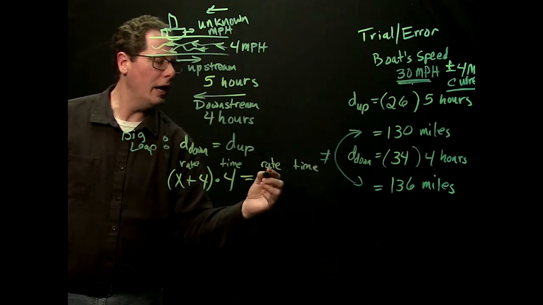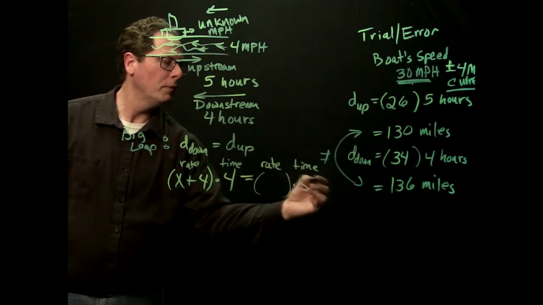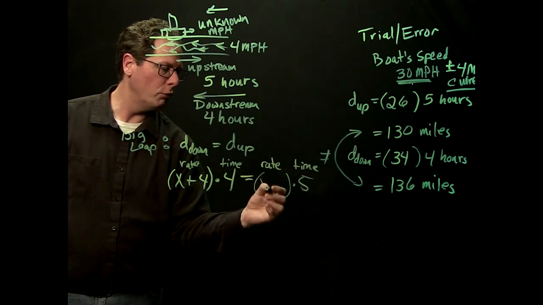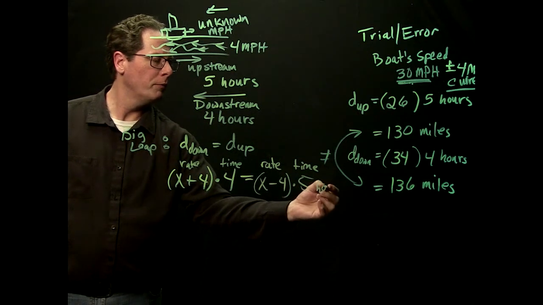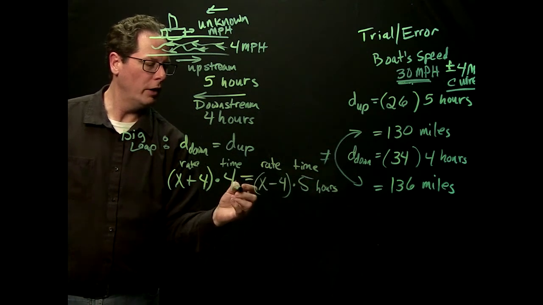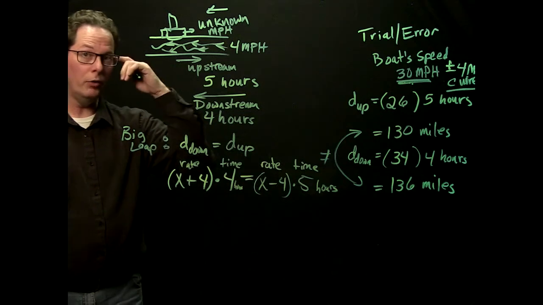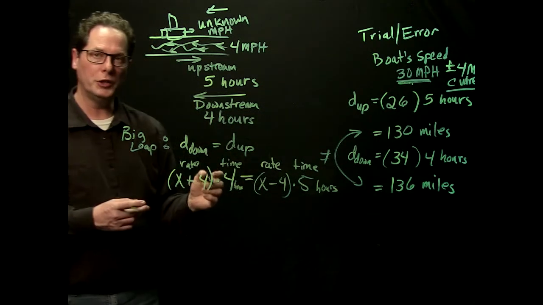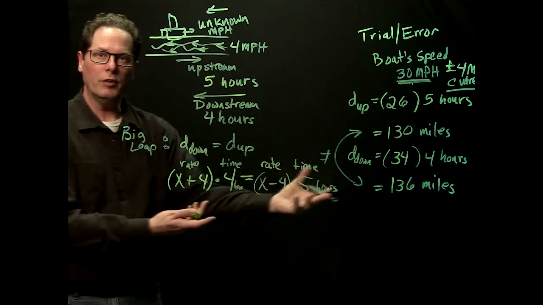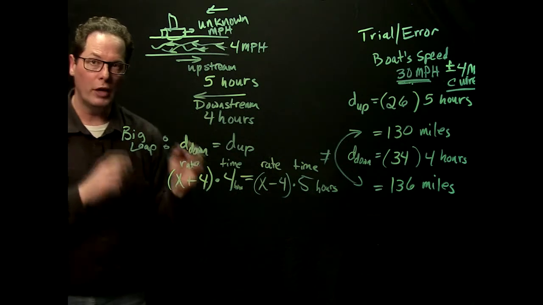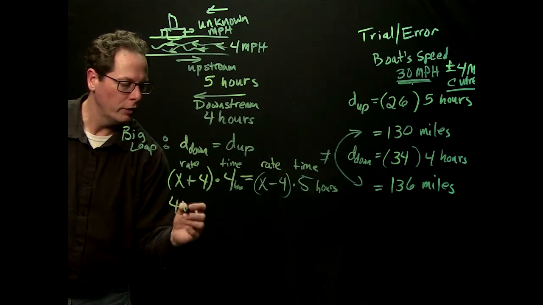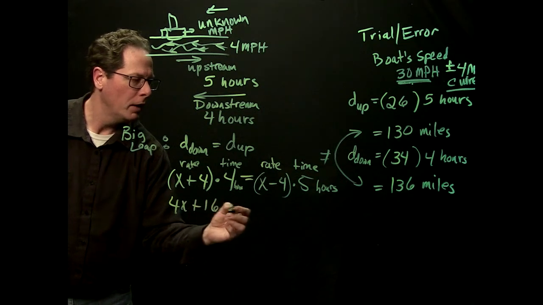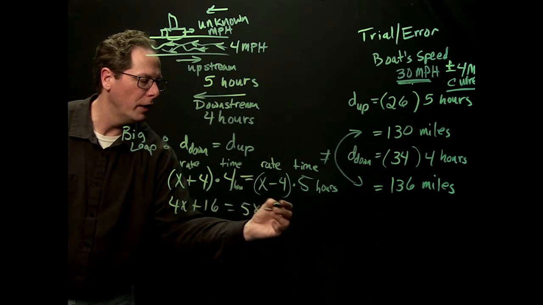All right, now the rate upstream, so you're going to lose the 4. It's going to be x minus 4, and the time is 5 hours. All right, so these are hours. These are miles per hour. All our units are in good shape. We're ready to go. So this is our algebraic equation. And so now we just need to multiply and solve our equation. So you get 4x plus 16 has to equal 5x minus 20.